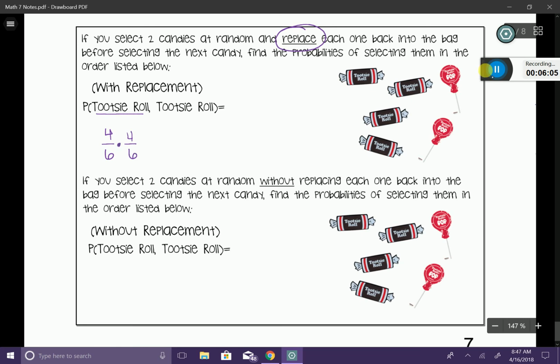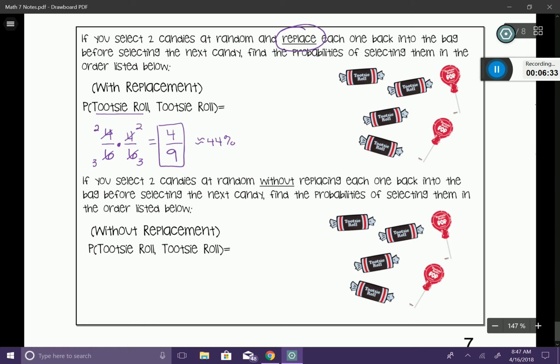4 and 6 can be divided by 2. So if I divide that by 2, I get 2 and 3. Same thing for my other fraction, it simplifies to 2/3. Now I can multiply. 2 times 2 is 4. 3 times 3 is 9. So the chance of that situation actually happening is about 44%.